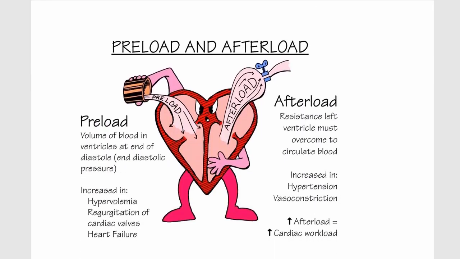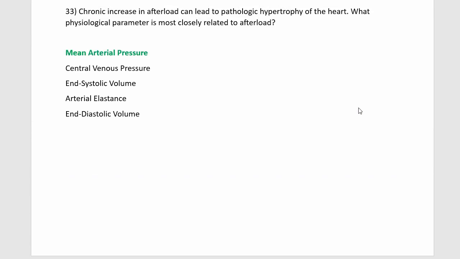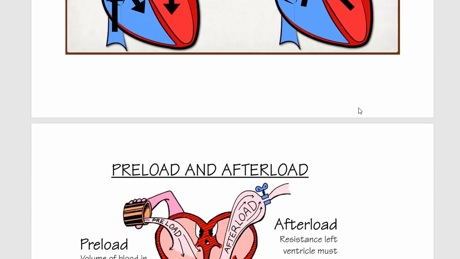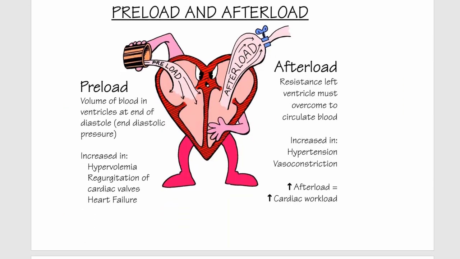Okay, so why is it not the other ones? So central venous pressure is the measure of the pressure in the vena cava. So that's the big vein. I mean, it's not exactly an anatomically correct heart, but the vena cava, if we were looking at it, we would see on this side, and that goes into the heart.